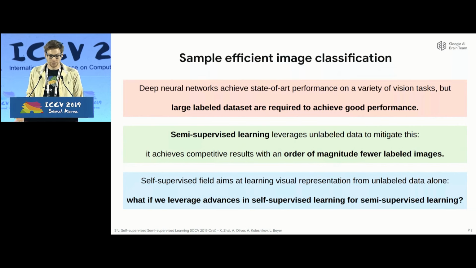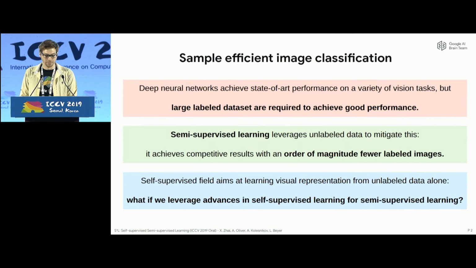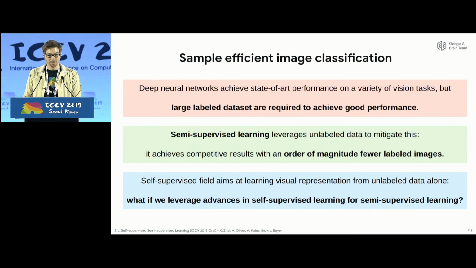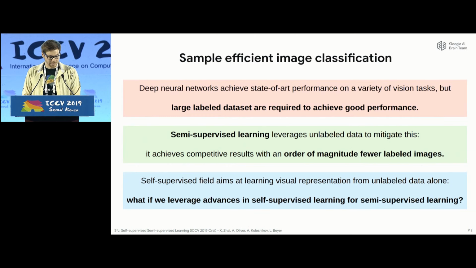So we all know that nowadays in computer vision, if we have some task that we want to solve, we collect a large data set, label all of it, and then we can get pretty good, satisfying performance. But we also have a long tail of tasks which we would like to solve, but for which collecting labels for all of them is super expensive. And this is where semi-supervised learning comes in, with the promise of achieving similar results, but with orders of magnitude fewer labels. At the same time, there's the field of self-supervised learning, which has recently made large advances.